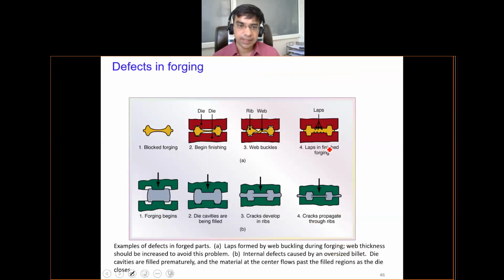These are some schematics of the defects. You can see here defects like laps or surface cracks being developed, or it buckles in between. And another set of cracks may be developed. Cracks may also propagate under the influence of these compressive forces. In short, I can summarize that first and foremost are surface cracks. Second are defects of underfilling of the cavity because of a small sized billet. And third are the defects developed because of the oversized billet, which may cause failure of the die or jamming of these dies.